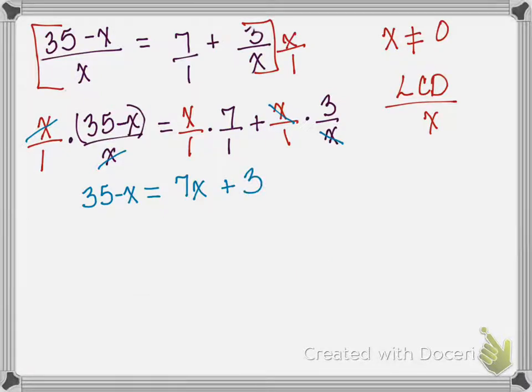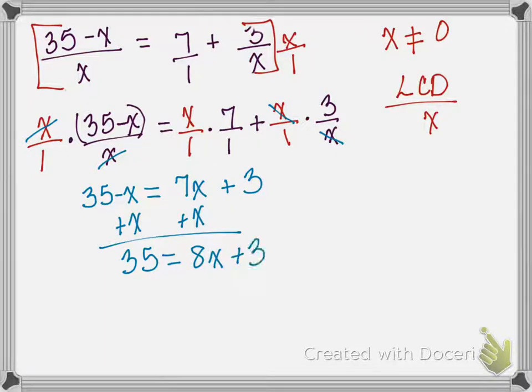Now, in general, I've always said, move your x to the left. But this is glaringly one where we should just add x to both sides. Would you agree? I cannot justify subtracting 7x from both sides when we've got something like this. It keeps it positive, it makes it nice and neat. So I'm going to add x to both sides. So I have 35 equals 8x plus 3.